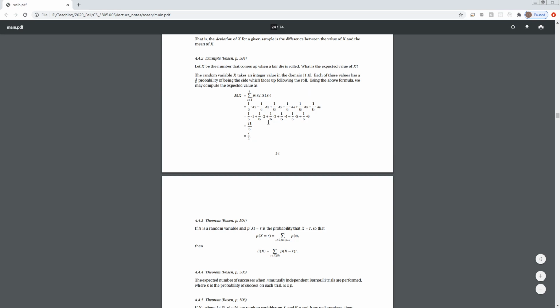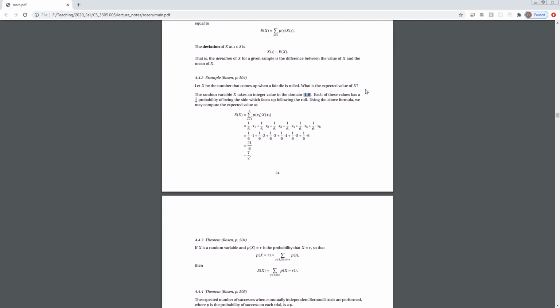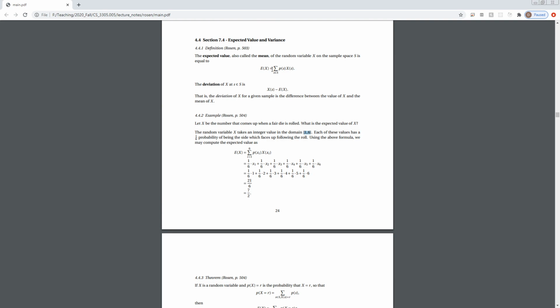Okay, and so here's another example. So what is the expected value of a fair die roll? The values can achieve 1 through 6, and we have a formula for this, right? So we're given this summation, and we're computing the expected value of X.